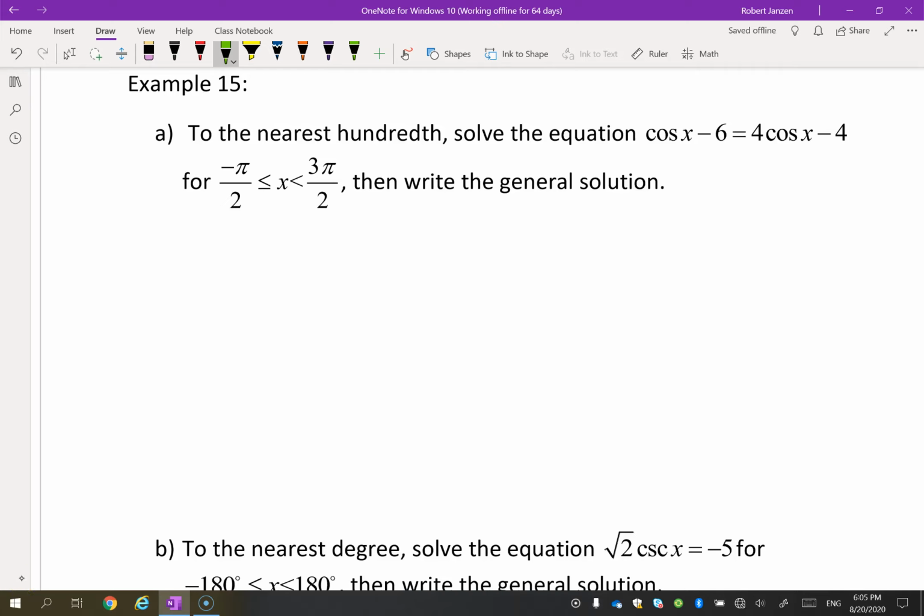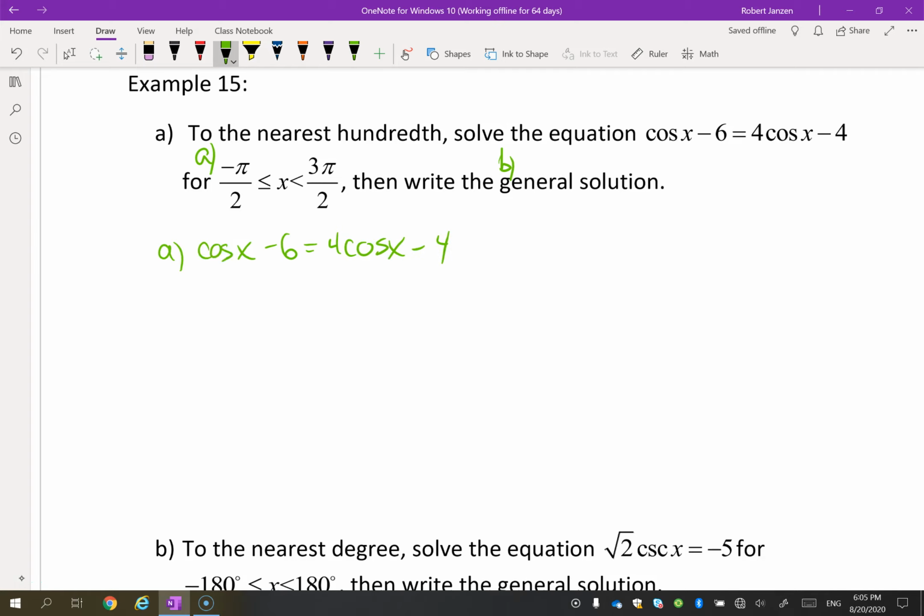Alright, we're going to wrap up the trig equations for now. So let's solve this equation. First, let's do it over this domain, and then we'll do the general solution. So for part A, we would go cos x minus 6 equals 4 cos x minus 4.